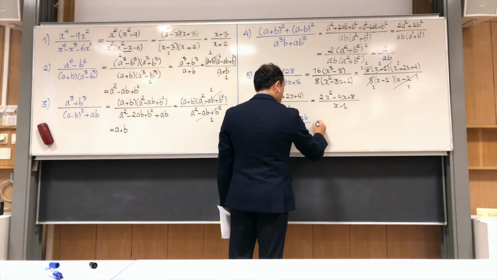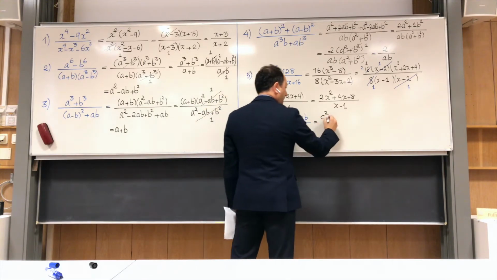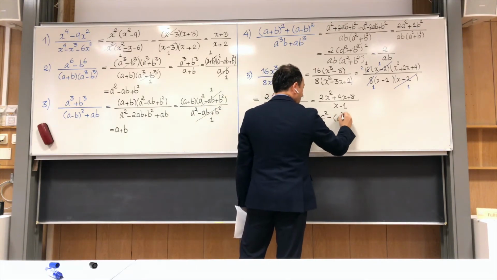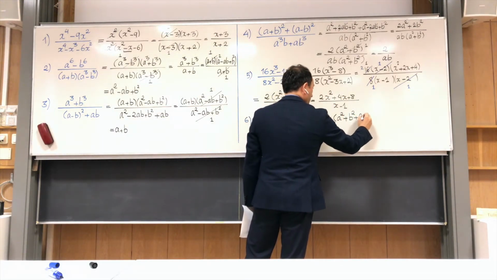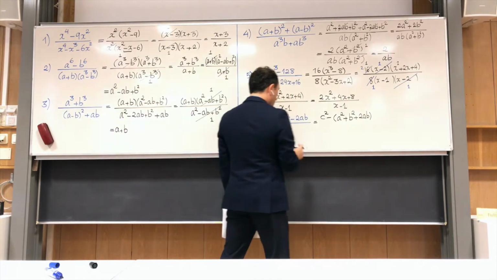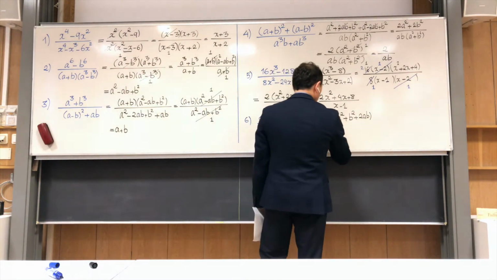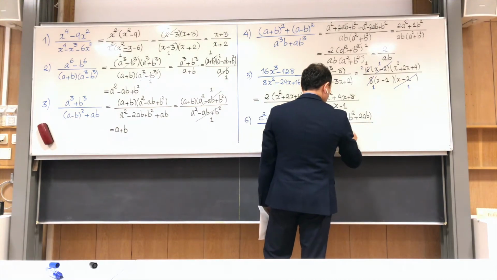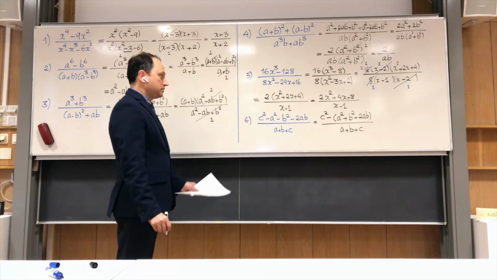So I would write c squared. Between these three, I factor a negative sign out. It becomes a squared plus b squared plus 2ab. And then I cannot do anything with the denominator. That's a first degree polynomial in all variables. So this is already in its simplest possible form.